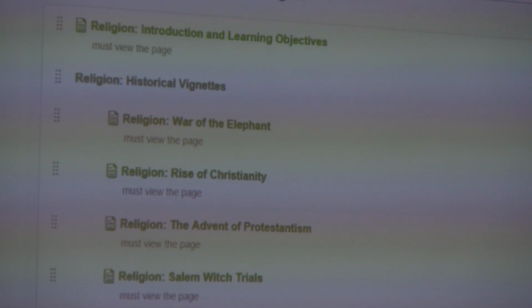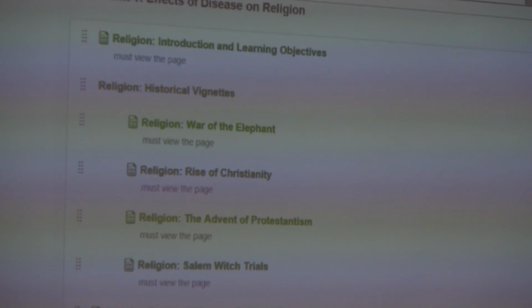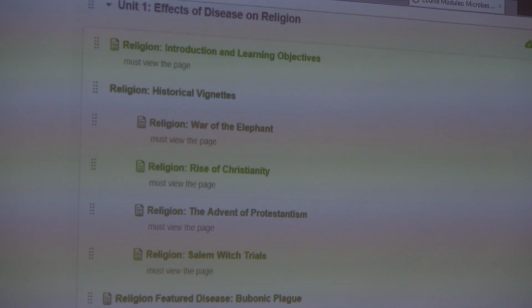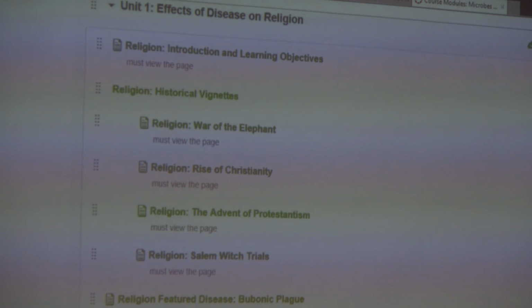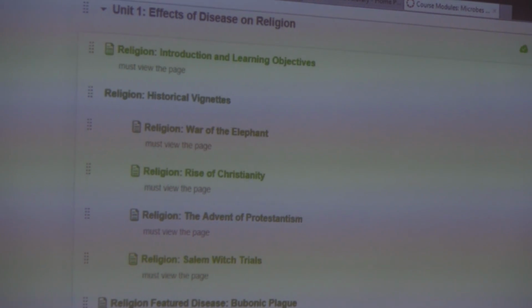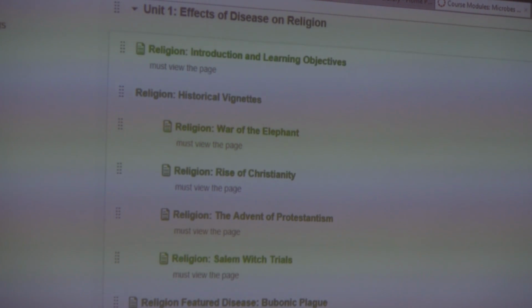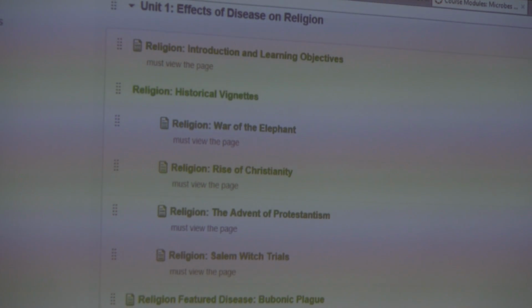What we tried to do was make it less a comprehensive history course and more a topical, modular kind of thing where we get students to look at a particular aspect of the subject at hand. In this case, you're seeing the unit on disease and religion. We tell a quick story from that subject, and then go from there to get them to understand some larger concepts.